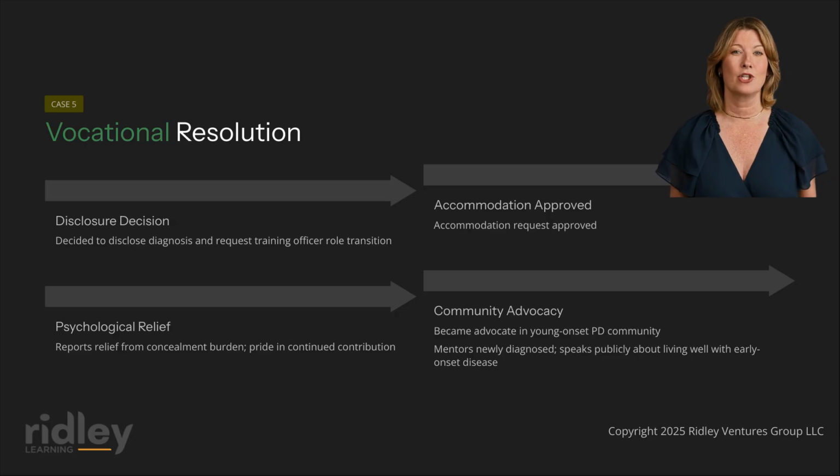Following discussions with vocational rehabilitation specialists and his family, Mr. Martinez decides to disclose his diagnosis to his employer and requests a transition to a training officer role that maintains his connection to firefighting while reducing physical demands and exposure to unpredictable emergency situations. The accommodation request is approved, and he reports satisfaction with this decision, describing relief at no longer carrying the burden of concealment and pride in continuing to contribute to his profession in a meaningful way. He has become an advocate within the young-onset Parkinson's disease community, mentoring newly diagnosed individuals facing similar employment decisions and speaking publicly about living well with early-onset disease.